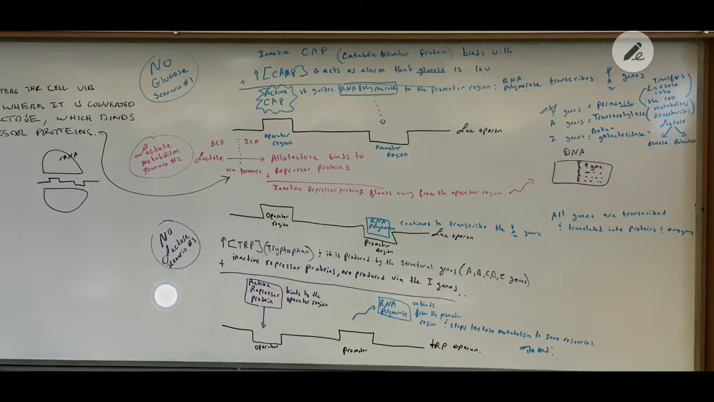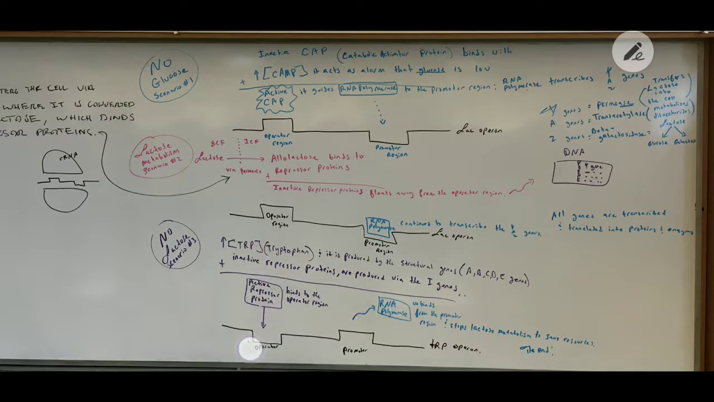Scenario 3 will be no lactose. So we need a way to turn off the system in order to save resources again. So the concentration of TRP, or tryptophan, goes up, and it is produced by the structural genes, specifically the A, B, C, D, and E genes. The inactive repressor proteins are produced via the I genes. That's very important to know, the recipes for how these are ultimately made. So the tryptophan binds with the inactive repressor proteins, which makes them active. The active repressor protein binds to the operator region.